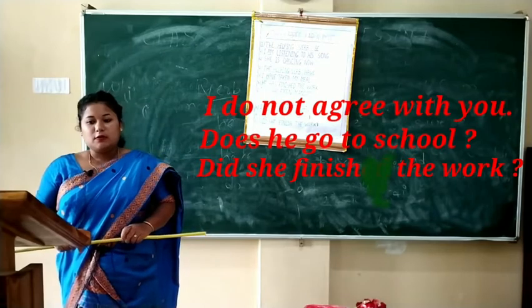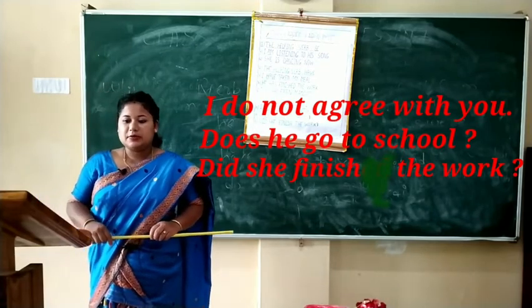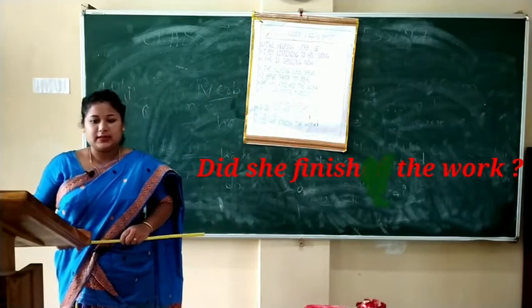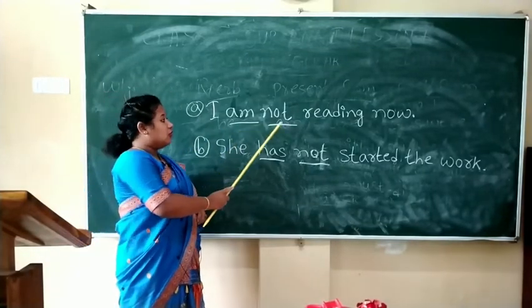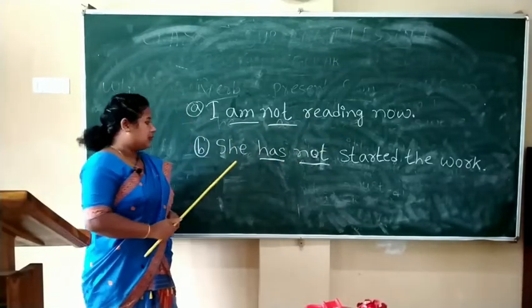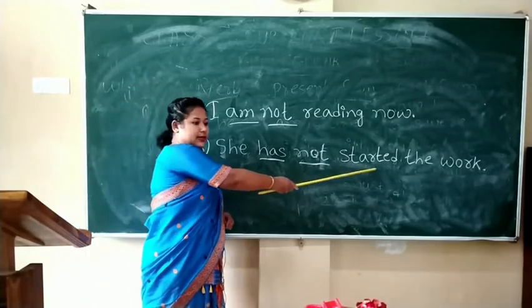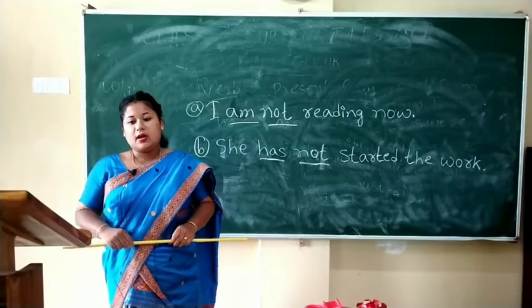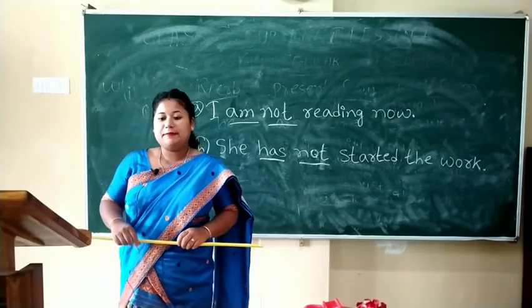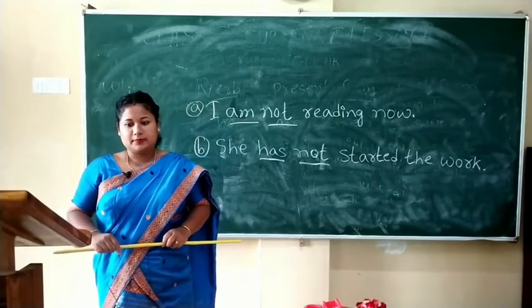Last of all, we should also know how to use helping verbs to form negatives. Look at these examples. I am not reading now. She has not started the work. In these sentences, not is used after the helping verbs and before the main verb.